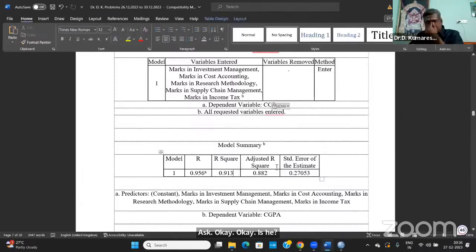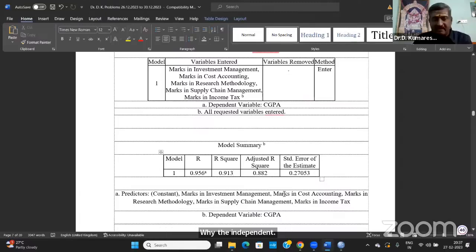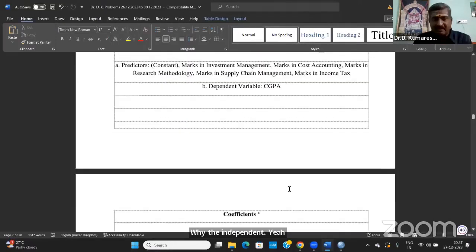It shows the extent to which the dependent variable is determined by the independent variables. Then the third table is ANOVA.